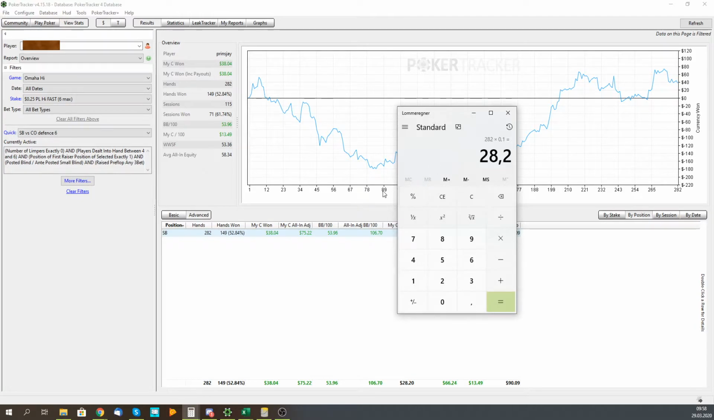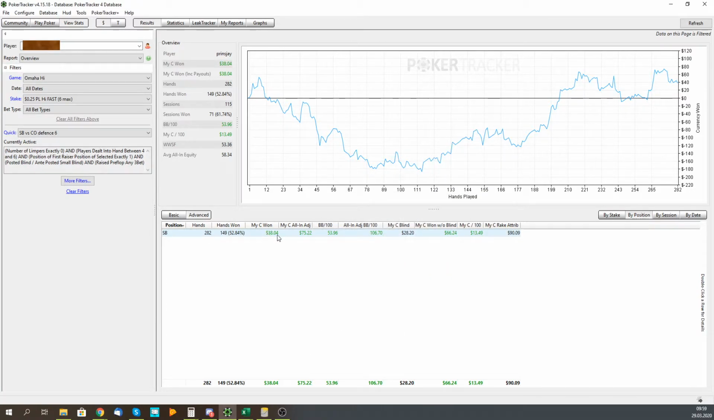This is just over the whole sample, the 125,000 hands. If I fold every single one of them, then I lose $28, but I actually make $38. I should have been making $75. So it seems like a good idea that I'm overly aggressive in this spot.